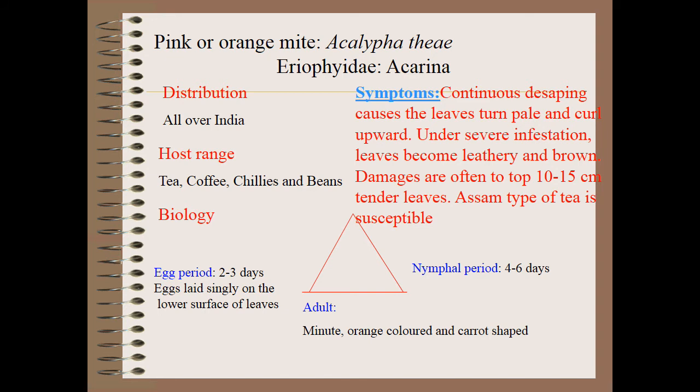Pink or orange mite, Acaphylla theae, Eriophyidae, Acarina. Continuous desapping causes the leaf to turn pale or curl upward. Under severe infestation, the leaf becomes leathery and brown, and damage is often to the top 10 to 15 centimeter of tender leaves. The egg period about 3 days. It is also laid singly on the lower surface of leaf. Nymphal period about 6 days, and adult is minute, orange colored, carrot shaped.